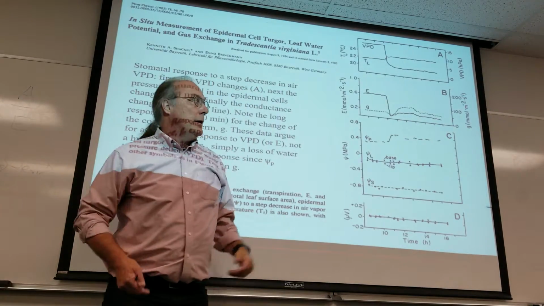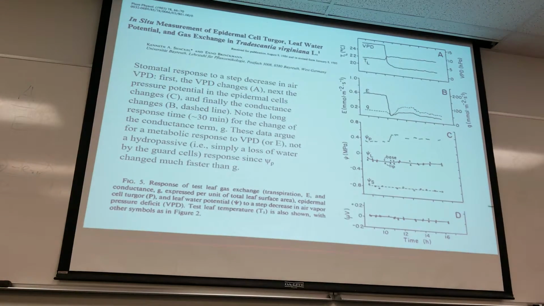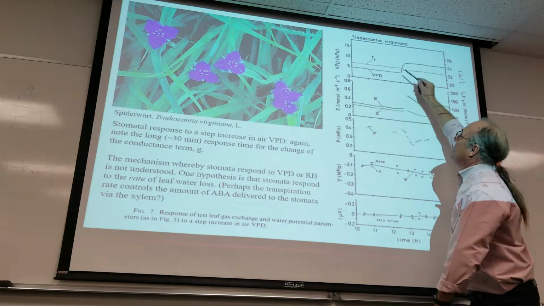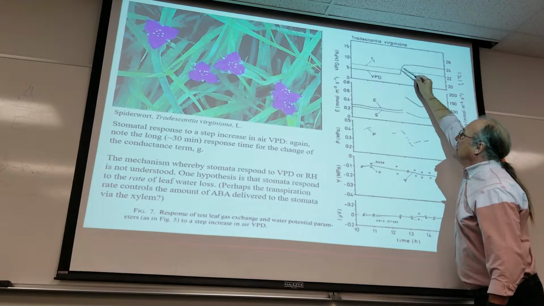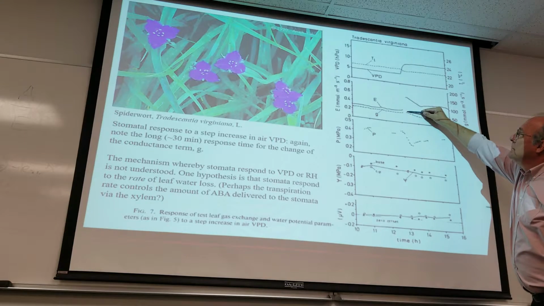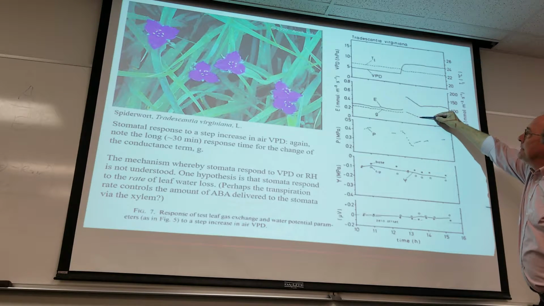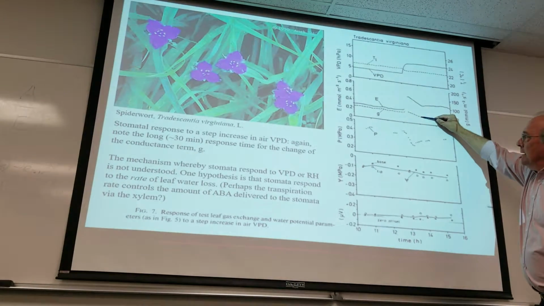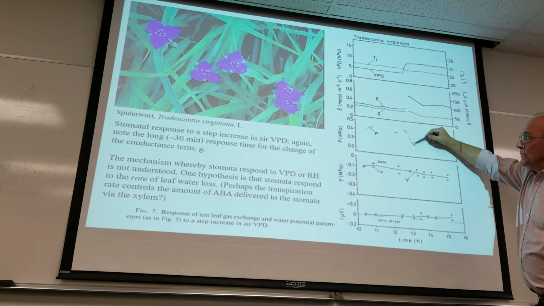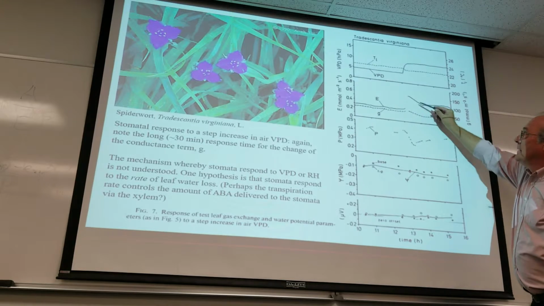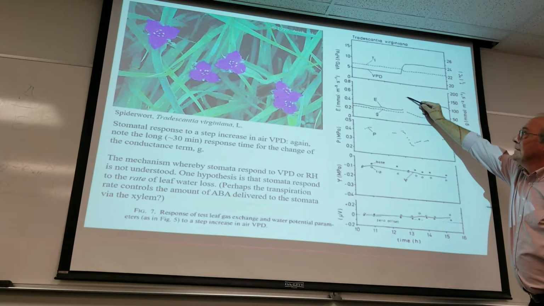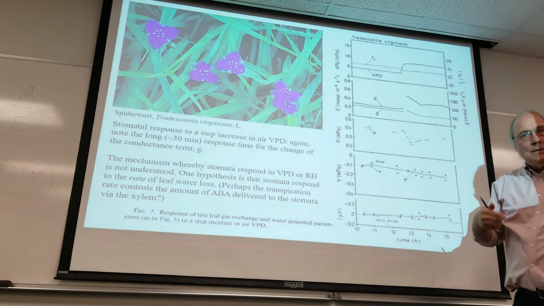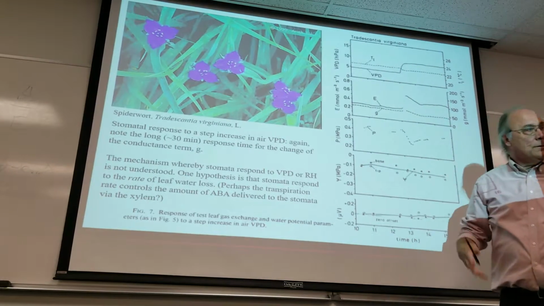So then they did the reverse experiment too, right? So here's what that looks like. Here's an increase in VPD, and again, you see this really long time course for the change in stomatal conductance, much longer than the change in the pressure potential of those epidermal cells, or the immediate change in the transpiration rate. The guard cells take a while to acclimate to those new conditions.